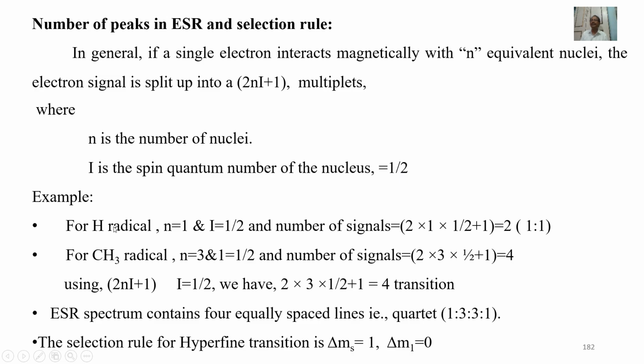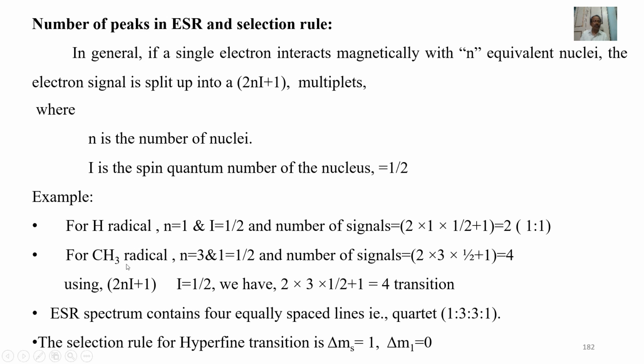For example, we take a hydrogen radical. Here n equals 1, the number of protons, and I equals 1/2, which is the spin of the nucleus, and the number of signals will be 2nI plus 1. We have to use this formula. So 2 multiplied by 1 multiplied by 1/2 plus 1 gives us 2. So the experimental spectrum will be 1:1.